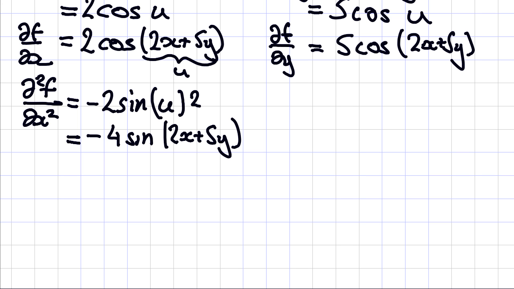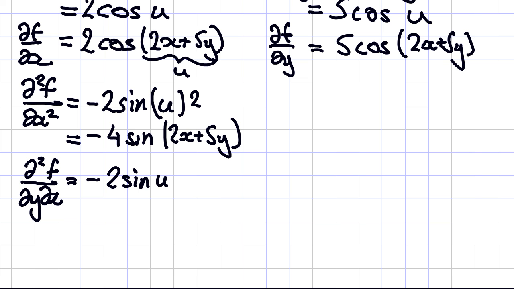I can also take the cross derivative, d2f dy dx, so that's d by dy of df dx. So first of all, I differentiate 2 cos u, and I get minus 2 sine u, as before, and now I take du dy, and du dy is just 5. Again, I tidy this up, so that gets me minus 10 sine 2x plus 5y.